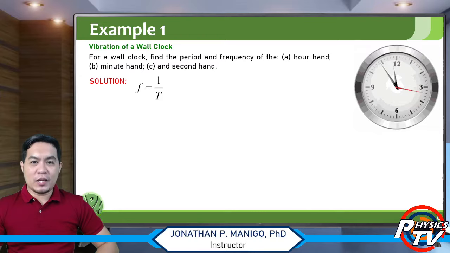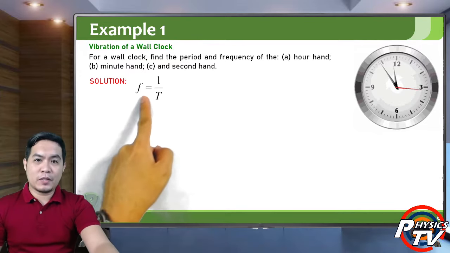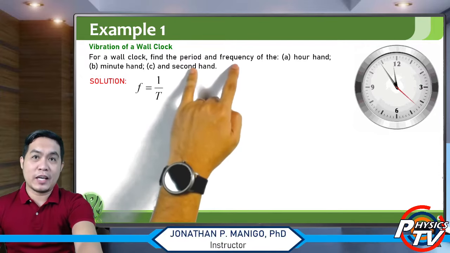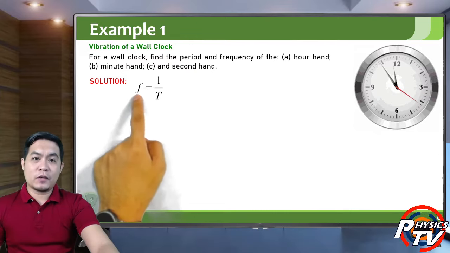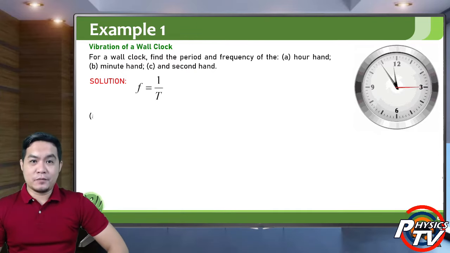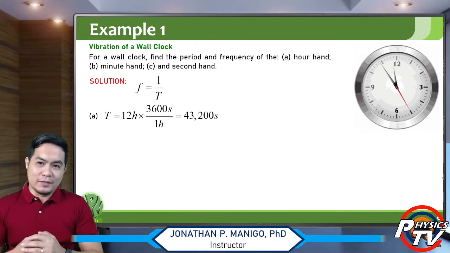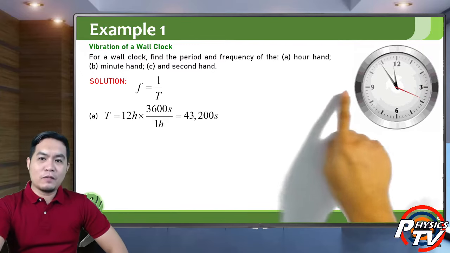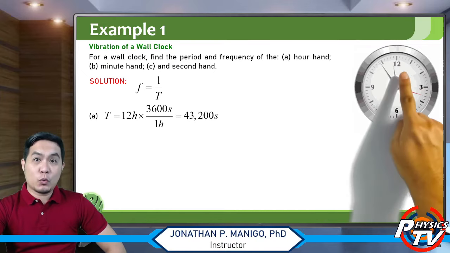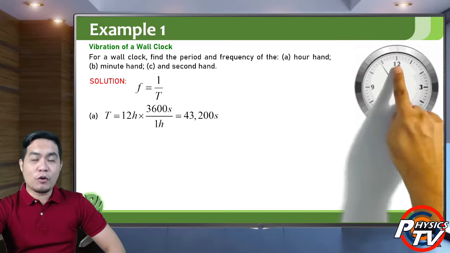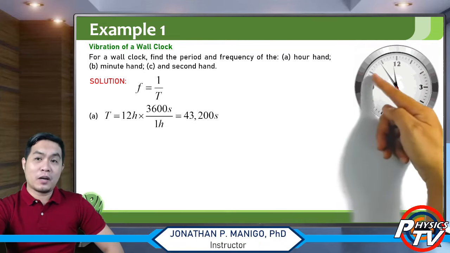So if you know the period for each of the hands, you can solve for the frequency, since in this problem, you need to solve for the period and the frequency. Once you know the period, you can solve for the frequency by taking the inverse of the period. So let's start with the hour hand, letter A. The period for the hour hand is 12 hours. So this hour hand here goes back to its original position in 12 hours, or makes one revolution, or makes one cycle in 12 hours. That's the cycle of the hour hand.